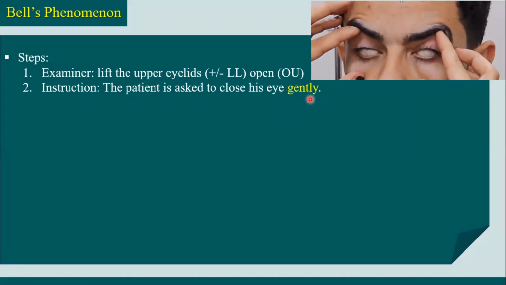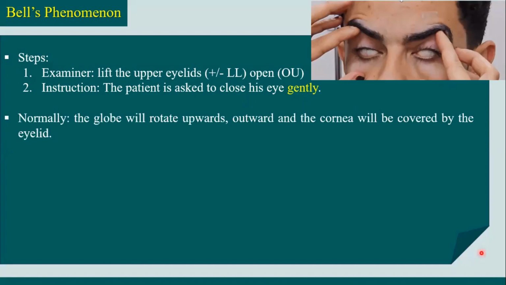I discussed this before because in many references, you will find forcibly. But if we have a patient with normal tone of orbicularis, if you ask them to forcibly close their eyelids, it will be hard for you to open the eyelids. And what is the normal result? The globe will rotate upwards and outwards, and the cornea shall be covered by the upper eyelid, of course.